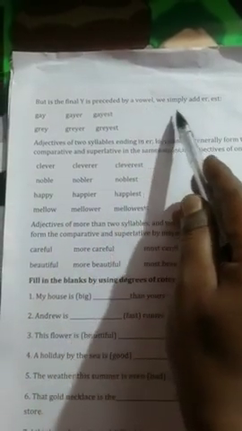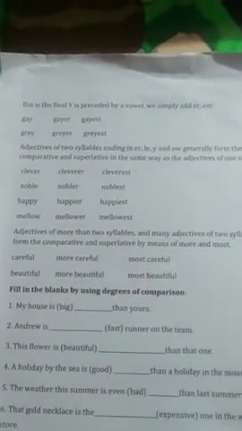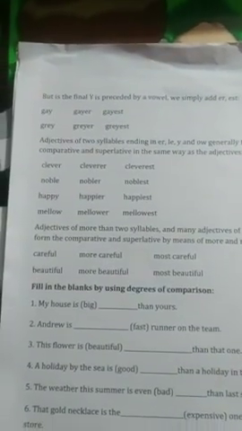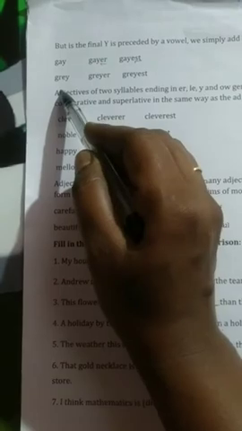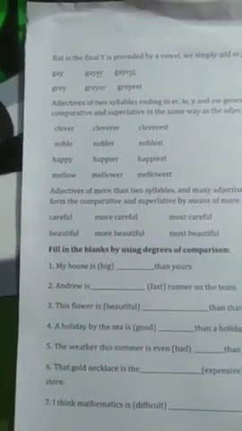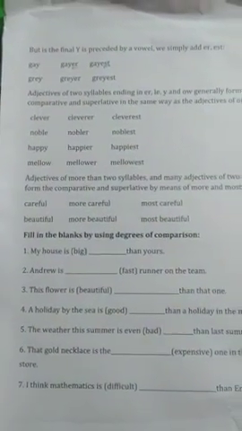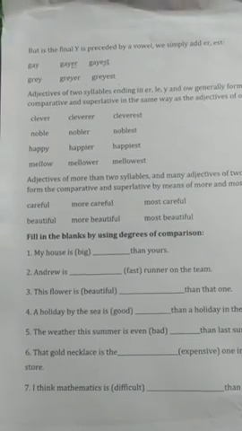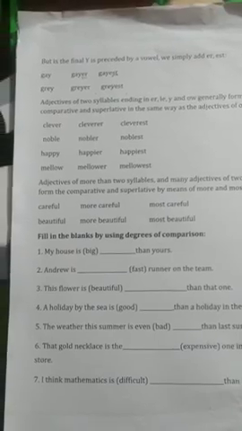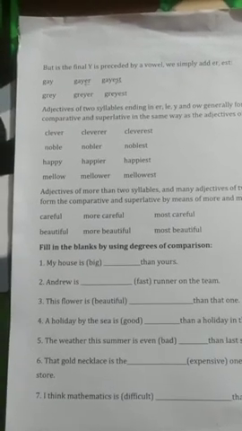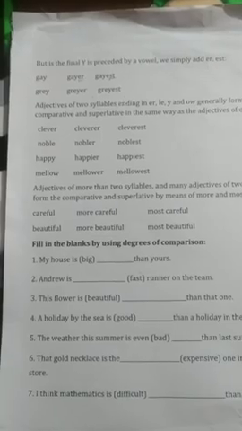But if the final y is preceded by a vowel, we simply add er and est. For example, when the word ends with a vowel plus y, you have to add er and est. Gay, gayer, gayest; grey, greyer, greyest. When the word ends with consonant plus y, you have to change the y into i and add er and est. When the word ends with vowel plus y, you have to add er only. Okay.